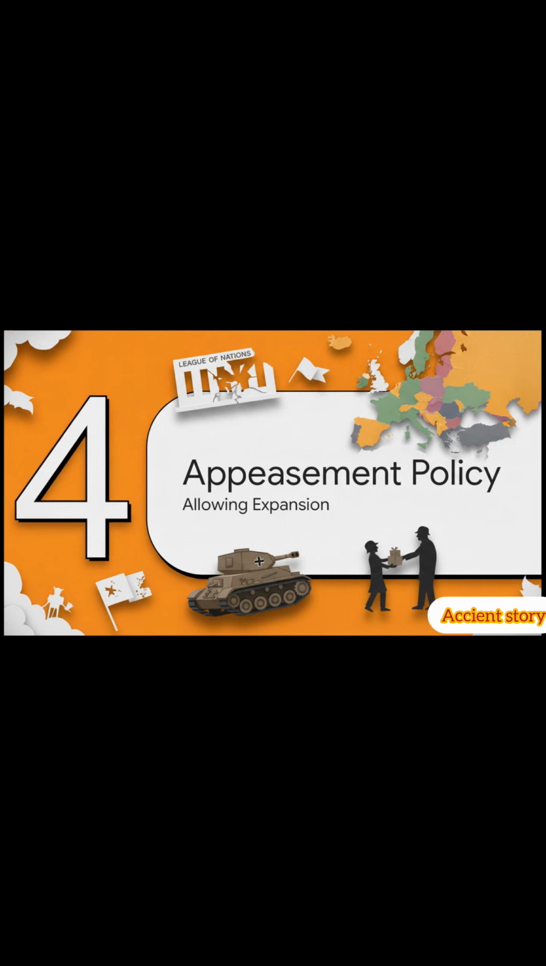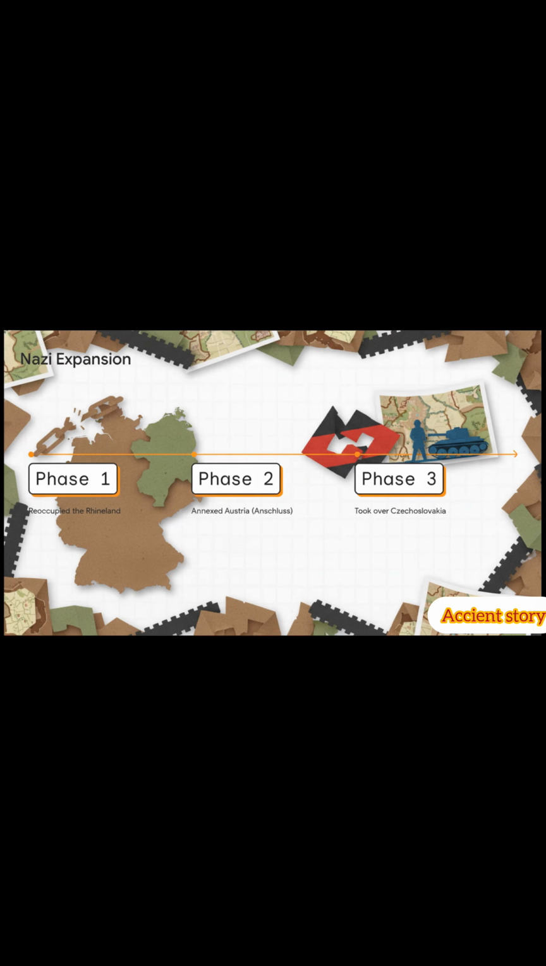Which brings us to Section 4, the policy of appeasement. You can really see Hitler's aggression escalating on a highly calculated timeline. First, he reoccupied the Rhineland. Then he annexed Austria, an event known as the Anschluss. Next up, he just completely absorbed Czechoslovakia. Step by step, he was brazenly violating international treaties, and the rest of Europe essentially just stood by.